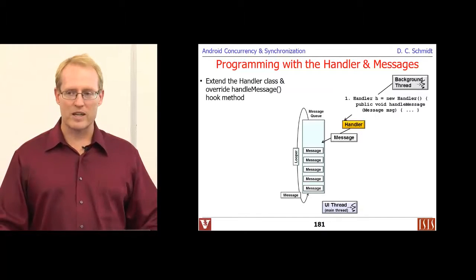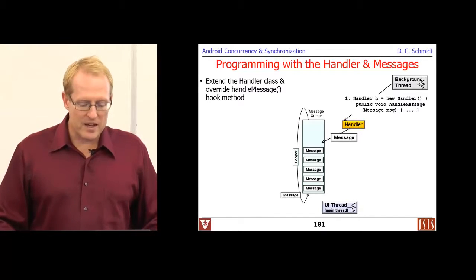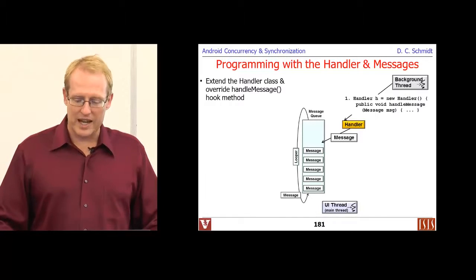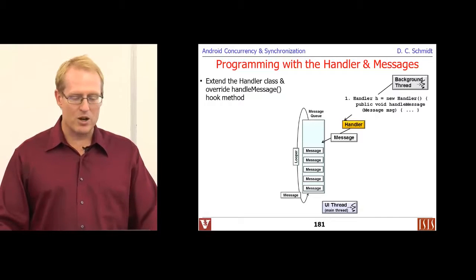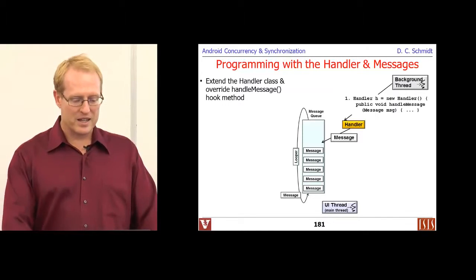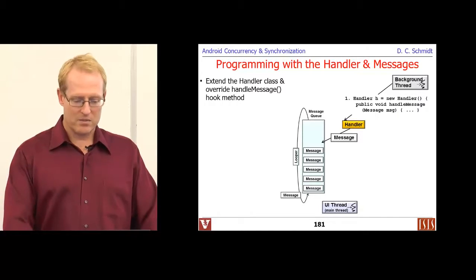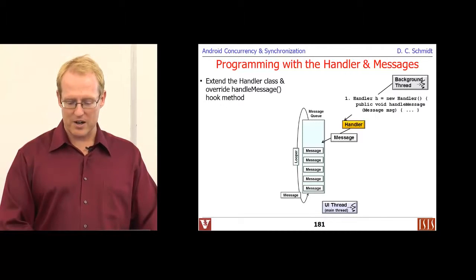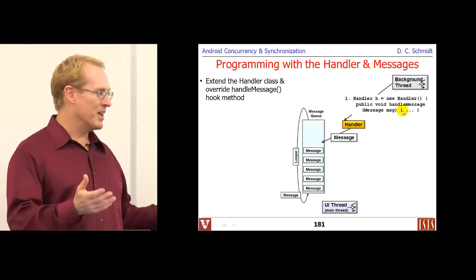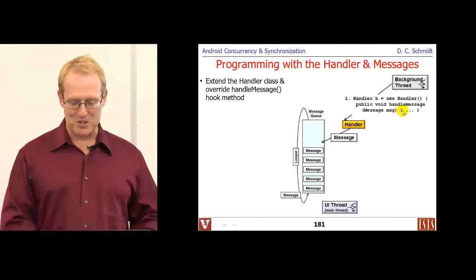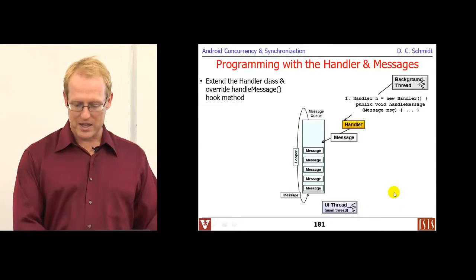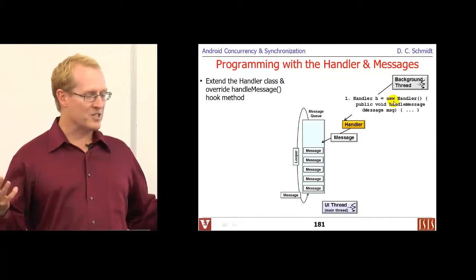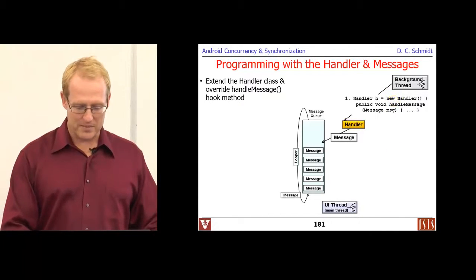Real straightforward, real easy to program. The other approach is handler and messages. So what you do here, there are a couple different steps. You start by extending the Handler class and overriding the handleMessage hook method. So you can see here, and in fact we can also do the same anonymous inner class trick here as well. We can say I want to make a new handler that has a new handleMessage method, and as you can see we don't define a specific class to do that. We make an anonymous inner class to do that.